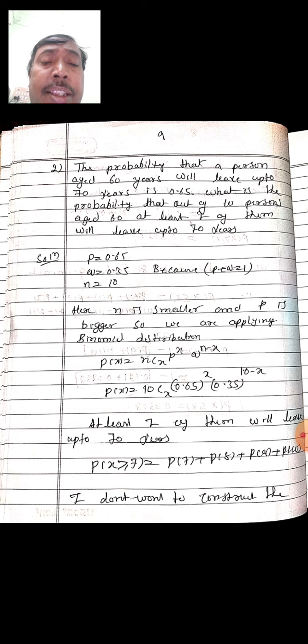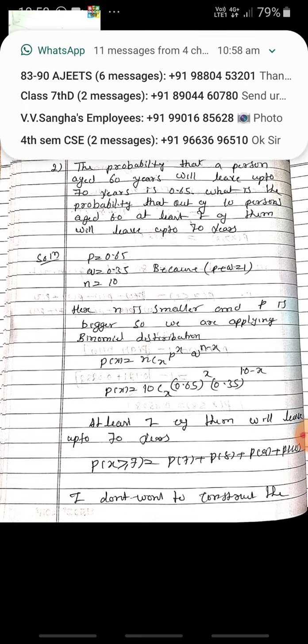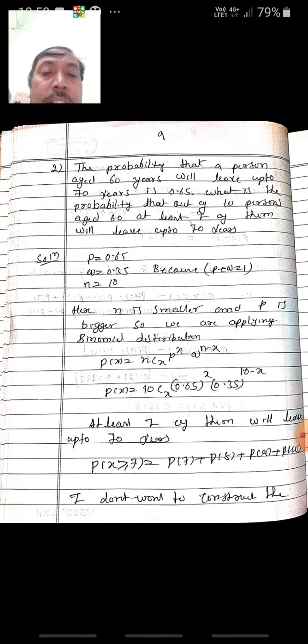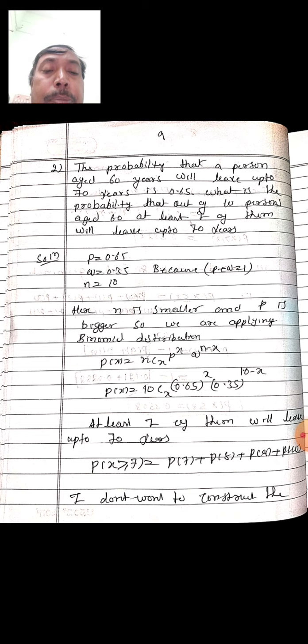After writing the data, now you have to see very carefully about N and P. See, N is 10, a smaller value. P is 0.65, that is a bigger value. Bigger means it lies between 0.1 and 1. Therefore, where N is smaller and P is bigger, we apply the binomial distribution. Now write the function P of x equals nCx p power x into q power n minus x. Here n is 10, p is 0.65, q is 0.35. Now replace and get the function.